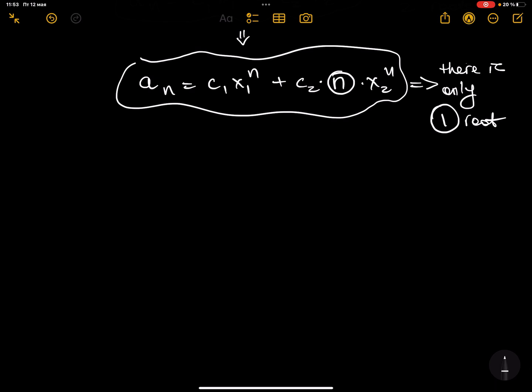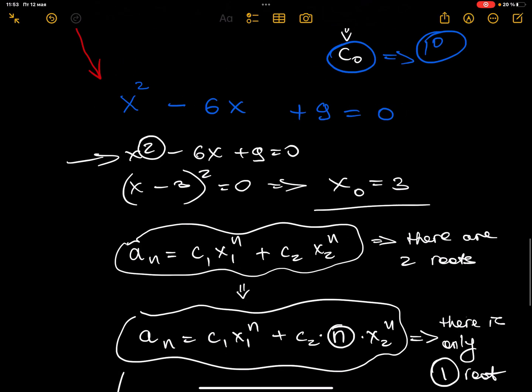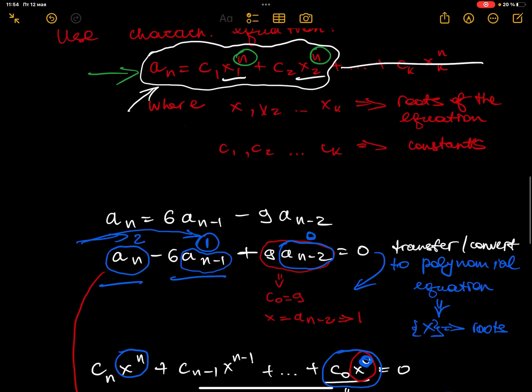Simple as that. So now let's write this a_n. So a_n is equal to c1 multiplied by our root, which is 3 to the power n, plus c2 multiplied by n multiplied by 3 to the power n. So this is not the end, because you have to find the value of coefficients c1 and c2, and for this you have the initial cases value.